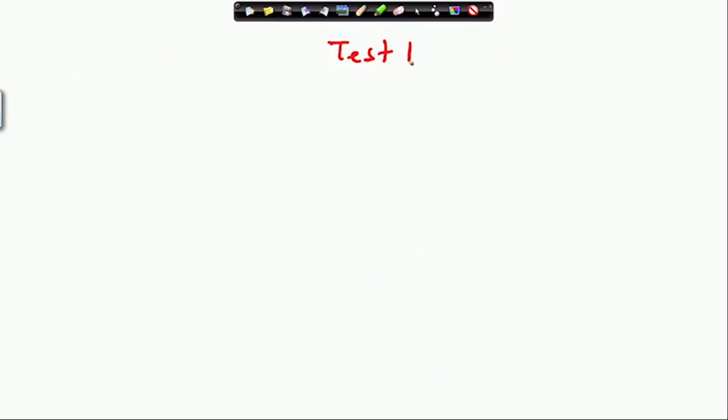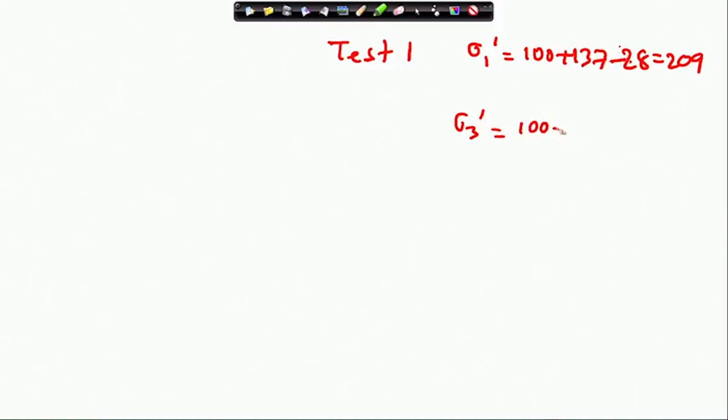Suppose test 1: sigma 1 dash will be equal to 100 plus 137, which gives you 209, and sigma 3 dash will be equal to 100 minus 28, that is equal to 72.